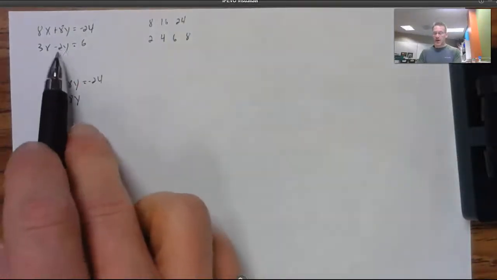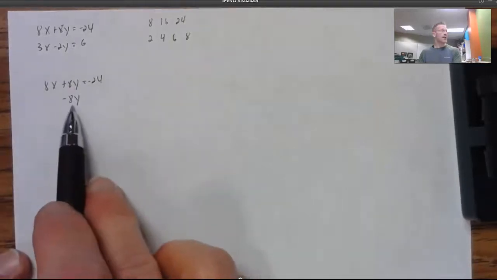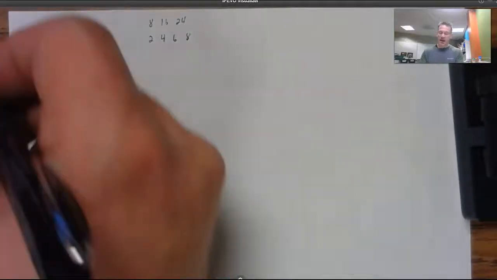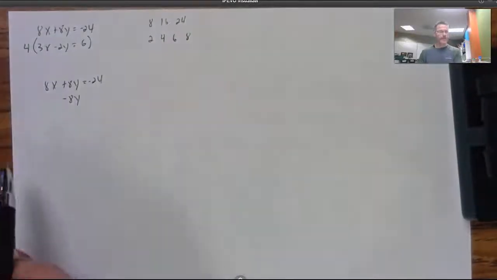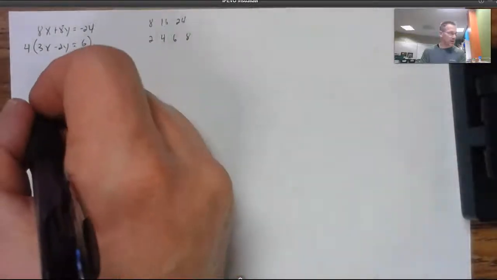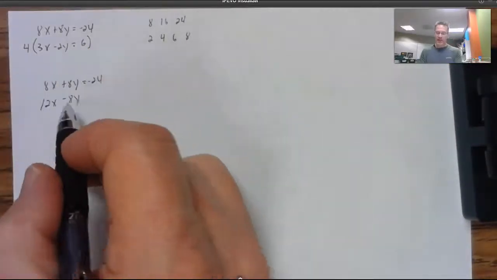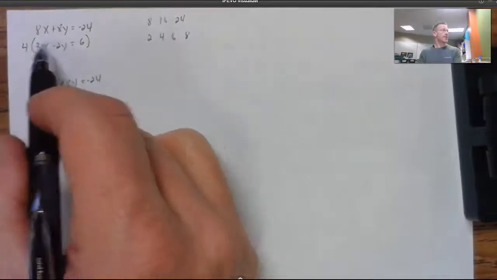So I want to change this -2y to -8y. And so what do I have to multiply everything in this equation by to make that happen? That would be 4, right? So 4 times 3x, that is 12x. 4 times -2, that's the -8y I wanted. And then 4 times 6 is 24.